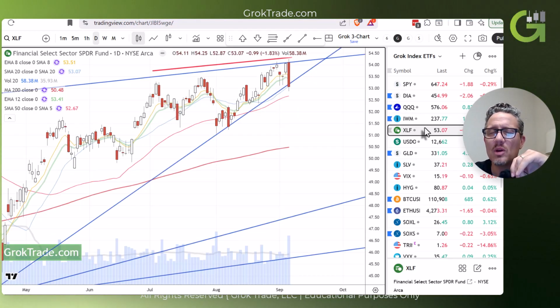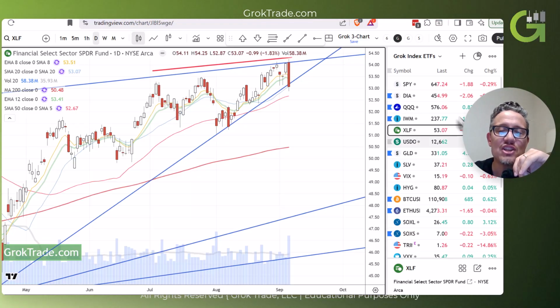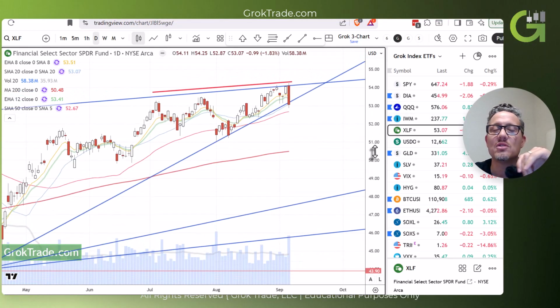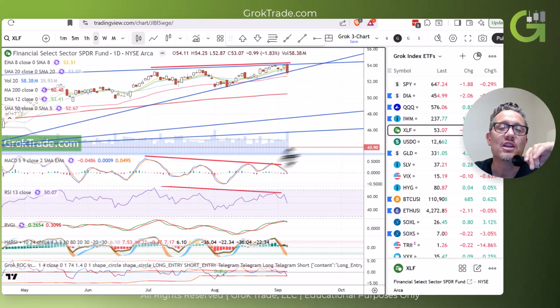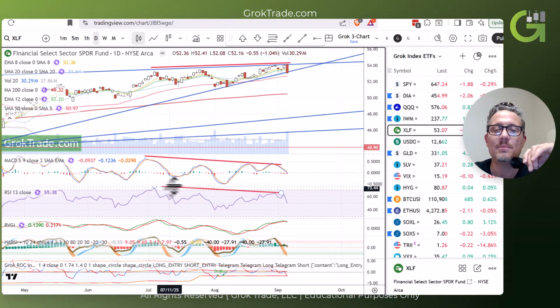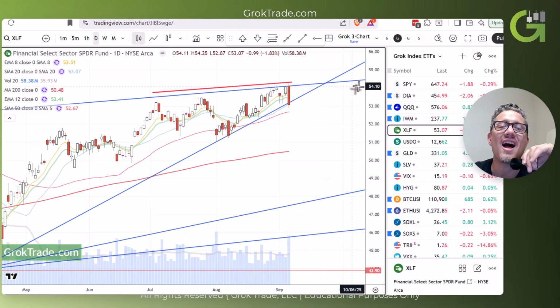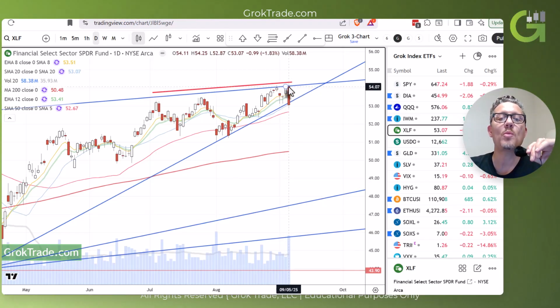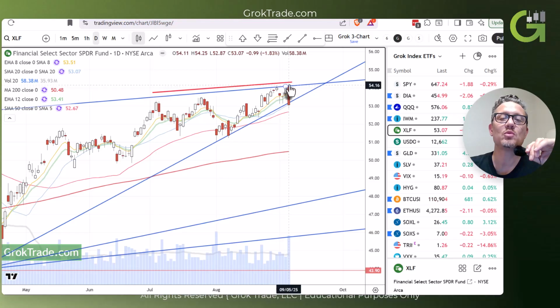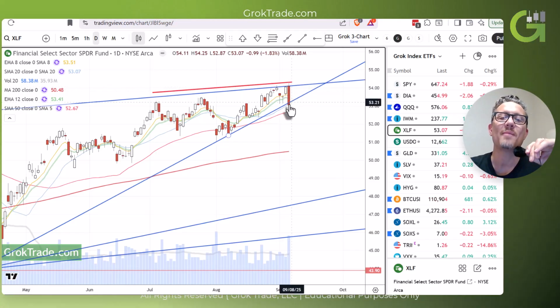But here's the big one: XLF financials. Whatever the financials do, the markets tend to do. Rising wedge, bearish divergence. You come here, bearish divergence on the MACD, bearish divergence on the RSI. And on Friday, we opened at resistance. We popped up a little bit, and then we sold off by day's end.